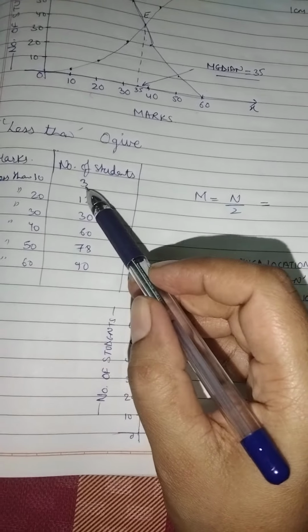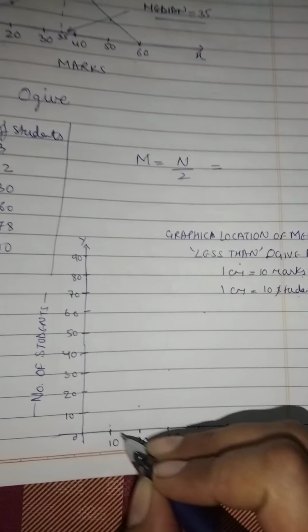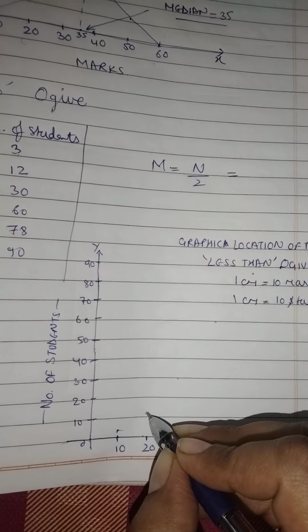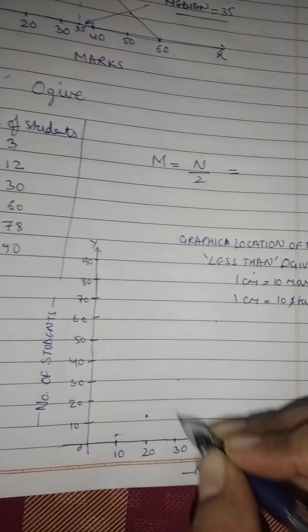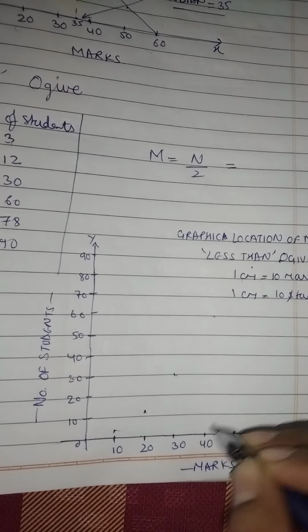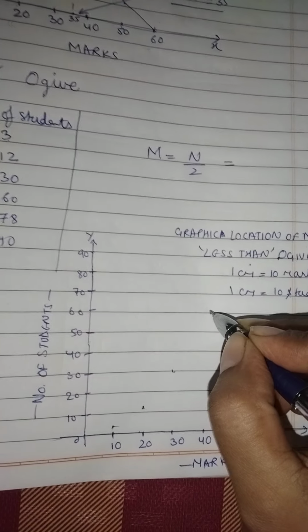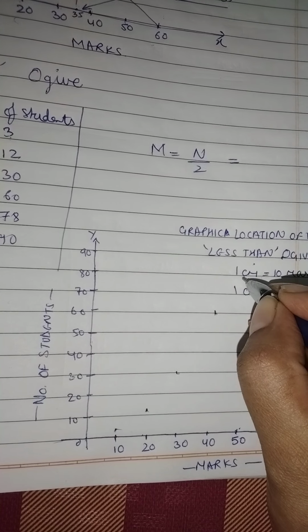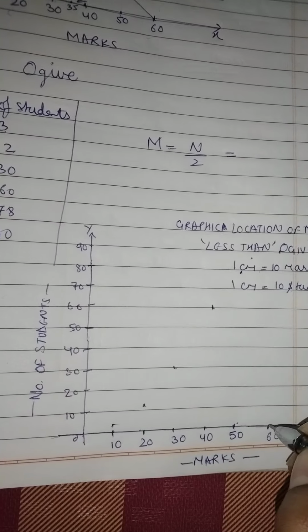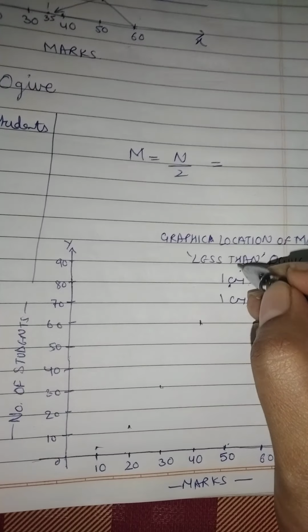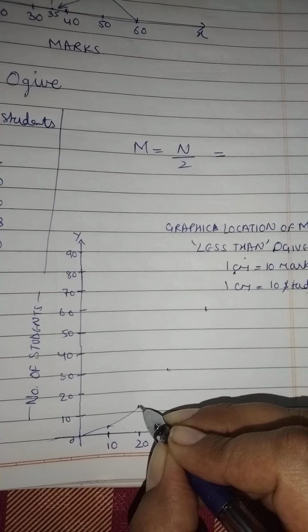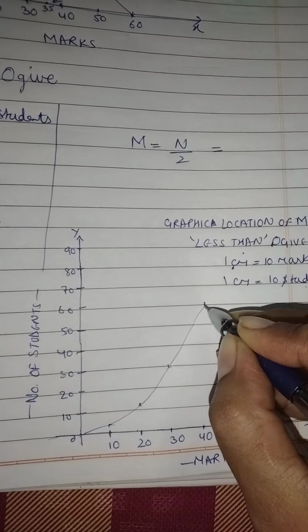Okay, so when it is less than 10, the number of students is 3. When it is less than 20, the number of students is 12. When it is less than 30, the number of students is 30. When it is less than 40, the number is 60. And when it is less than 50, the number is 78. It is going in between there. And when it is 60, the number is 90. Okay, so I am joining all these points.